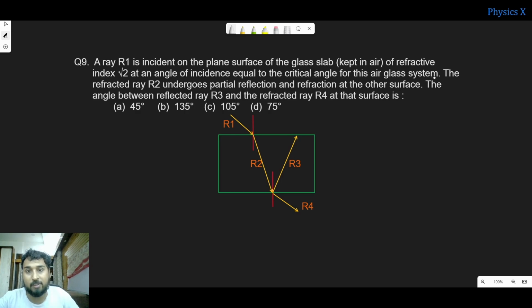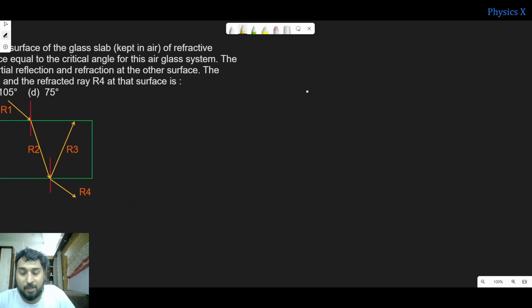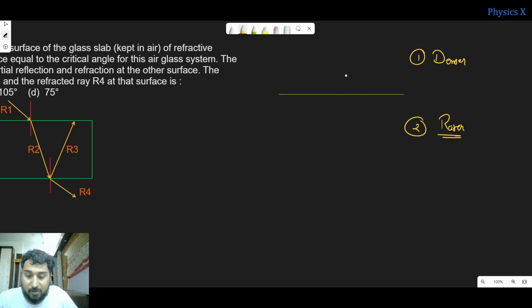Now I need to explain to you what this critical angle is. So listen carefully. Suppose this is your boundary, and this is your first medium, this is second, and this is the denser medium, and this is the rarer medium. And suppose this is your normal. Now what happens if I make a ray incident on this? Obviously it will bend away from the normal. Again, if I increase the angle of incidence like this, what will happen? It will again bend away from the normal.